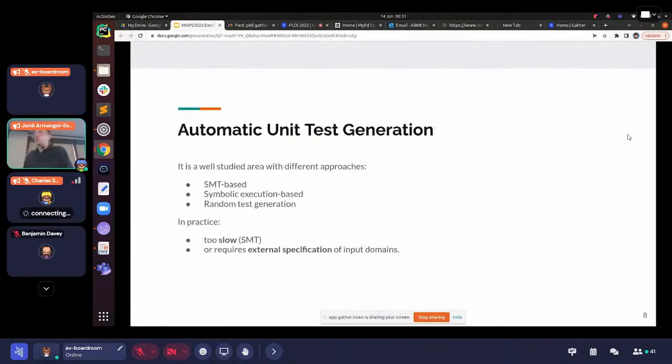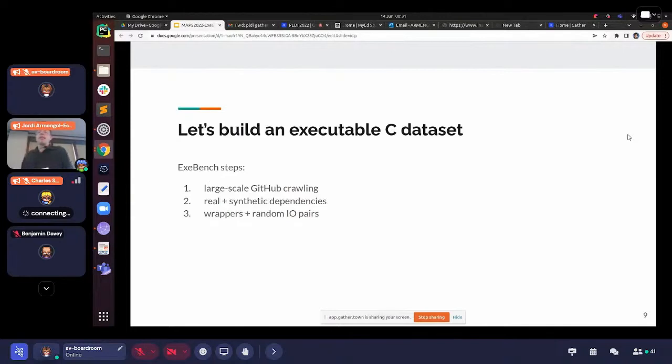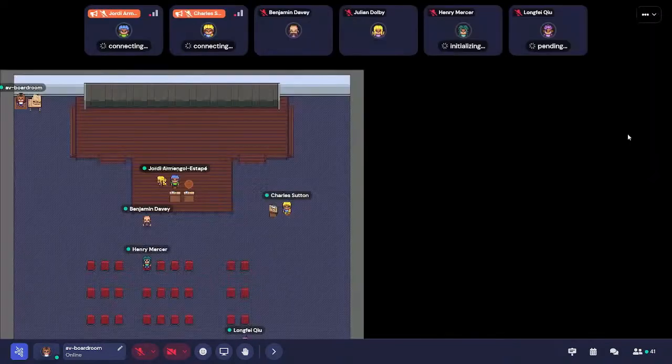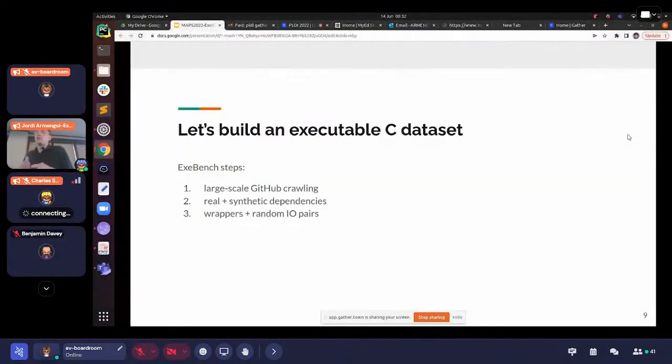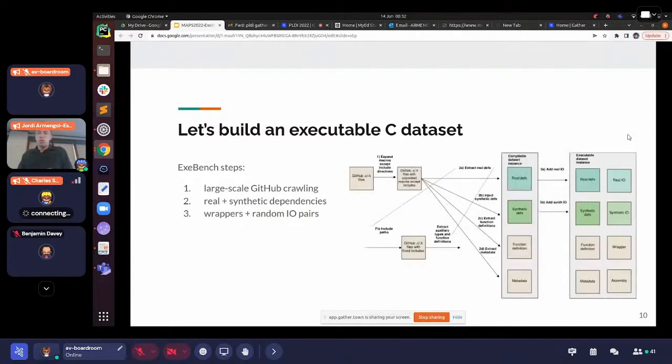On the other hand, there is a well-studied field, that of automatic unit test generation. There are many approaches for doing so, like SMT-based approaches and symbolic execution-based approaches. But in practice, some of these approaches are either slow or not fully automated, because they require the external specification of the input domains. Instead, we wanted a very large data set. So we did basically three things: we extracted or generated real and synthetic dependencies, and then, to make it compilable and executable, we automatically generated wrappers and random input-output pairs. This is the overview of the overall process.